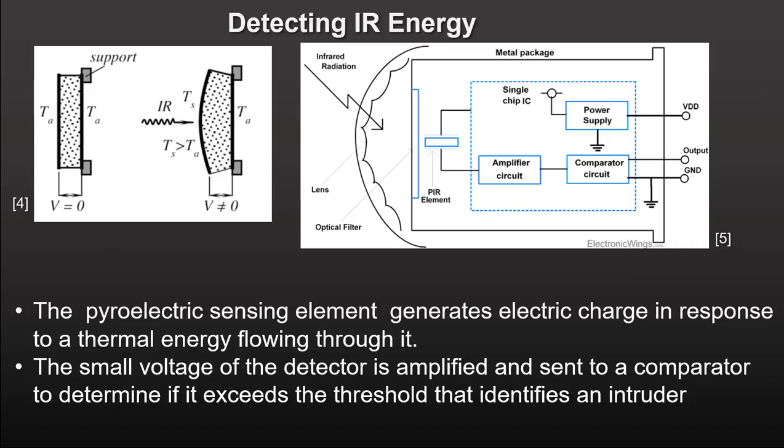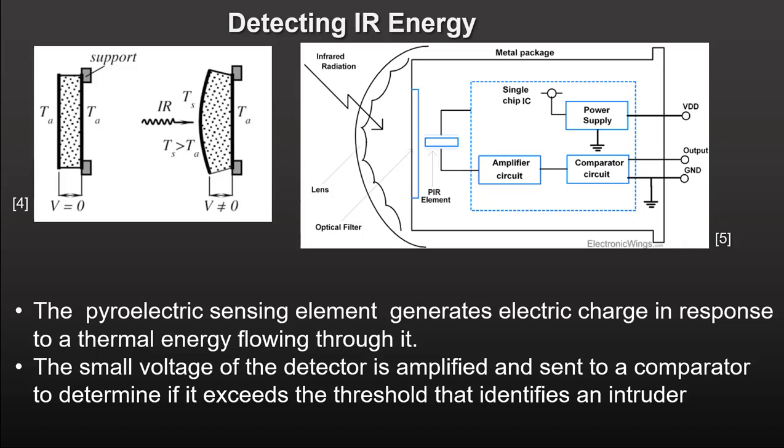A pyroelectric sensing element generates electric charge in response to thermal energy flowing through it. The plate has two deposited electrodes, one on the front side and the other on the back side. Infrared radiation absorbed by the front electrode causes the upper side temperature T sub S to increase over the base temperature T sub A. The front side expands, causing mechanical stress in the internal crystal. In turn, the stress leads to a piezoelectric charge inside the crystal. Recall that many pyroelectric elements are also piezoelectric, which is required for a PIR detector.